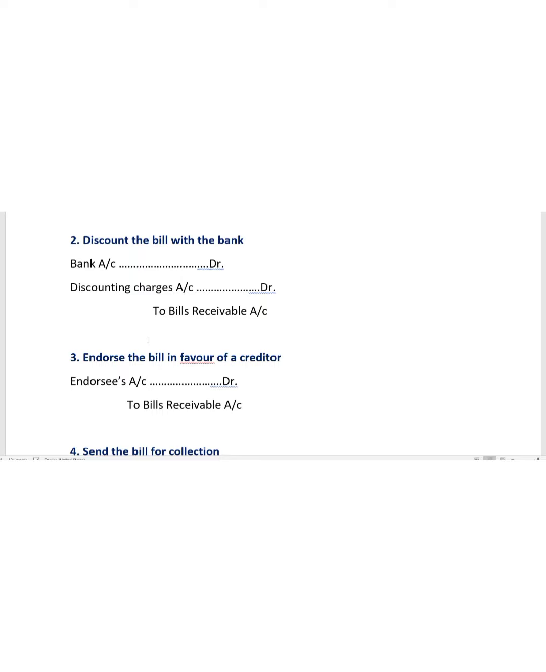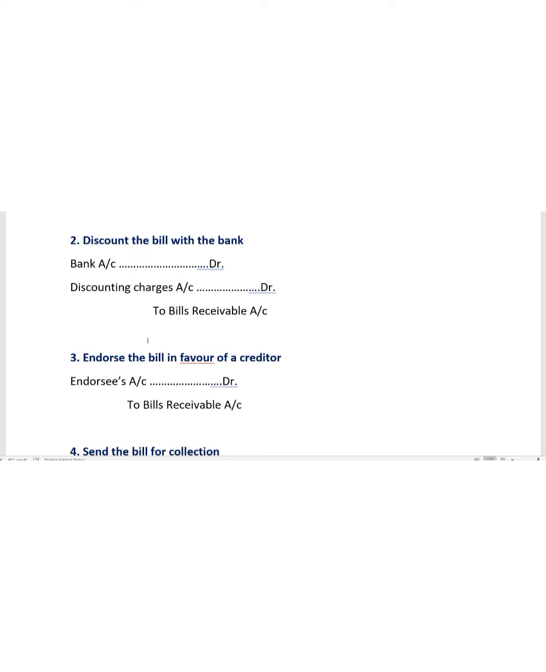By discounting, in that case, bank account debit, as you are getting the money from the bank. Discounting charges account debit, because it is an expense which the bank is deducting, to bills receivable account, because the bills receivable is going from you. So bank account debit, discounting charges account debit to bills receivable account.